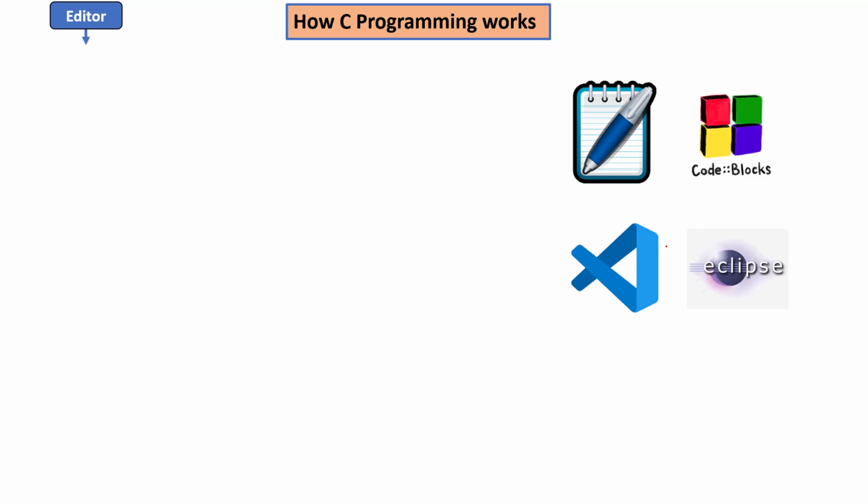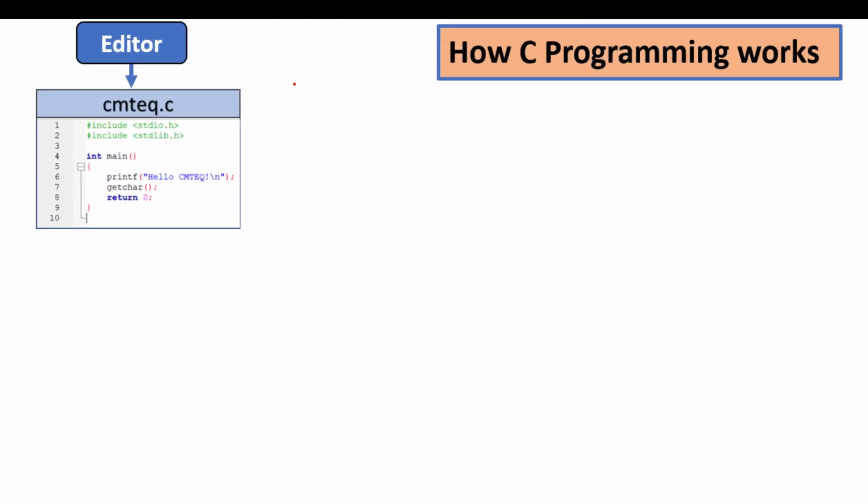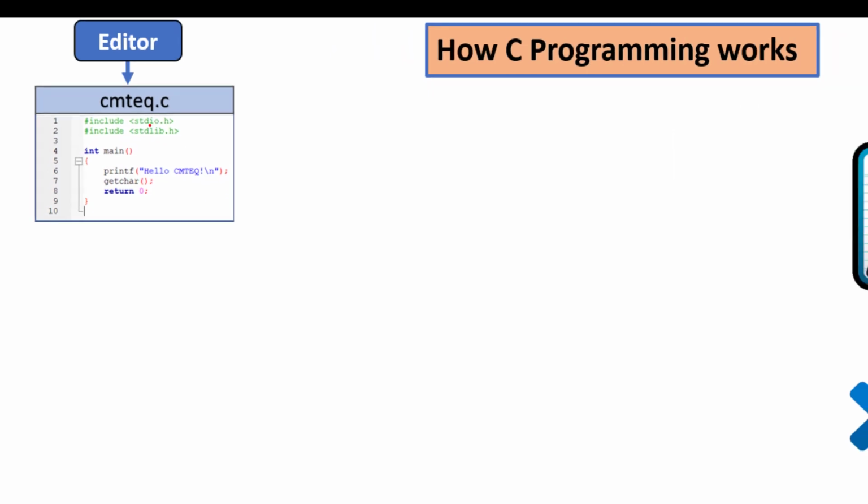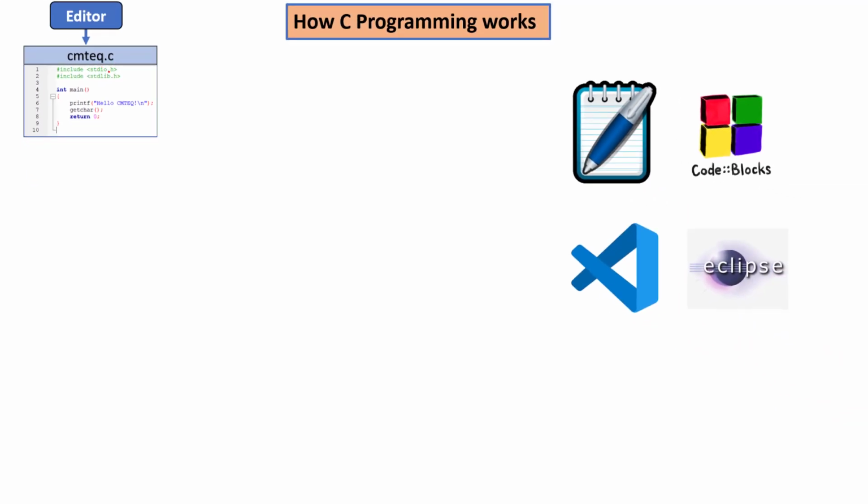Now, these editors are used to write source code. As you can see here, a source code has been created named CMTEQ.c. In the source code here, we've got some directive header files, and we've got the main program.